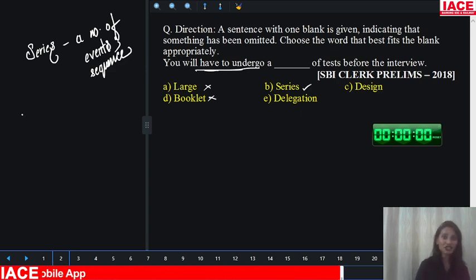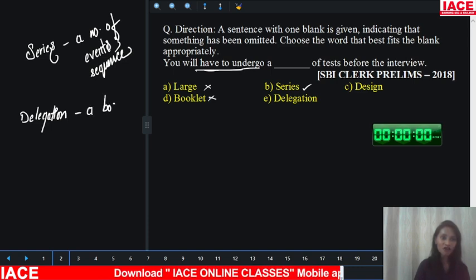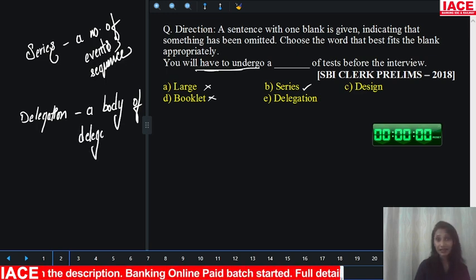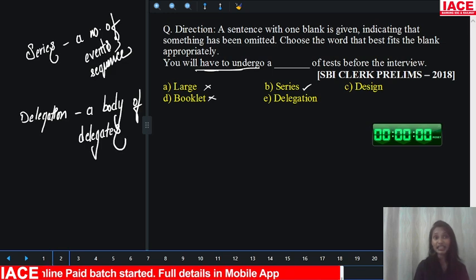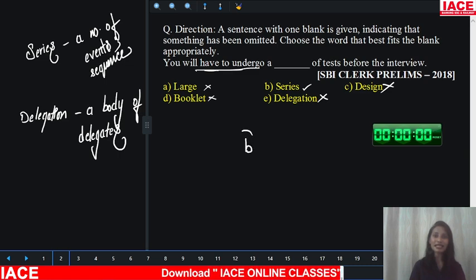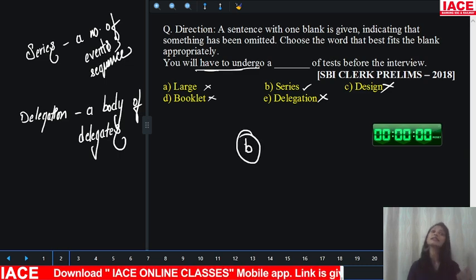What do you mean by delegation? Let me write here. Delegation means a body of delegates. That is, a group of delegates is called a delegation. So can we go with delegation of tests? No way, it's not correct. Eliminate. Design. Design of tests? No. So your answer is option B, series of tests, which means the number.